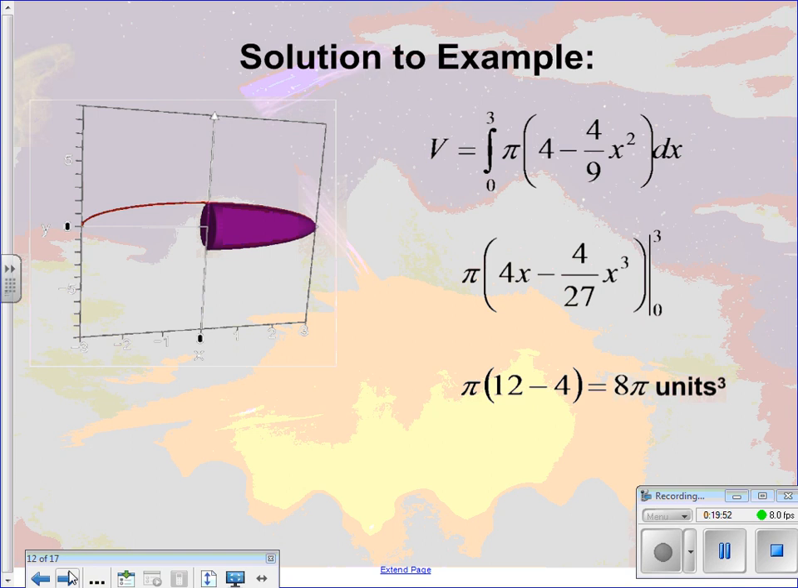That's the answer. 8 pi units. Antiderivative of 4 is 4x. Antiderivative of 4/9 x squared is 4/27 x cubed. Evaluated at 3, evaluated at 0. Pi times 12 minus 4, 8 pi. Works out kind of nice, doesn't it? Isn't it nice how that happens sometimes? Questions?